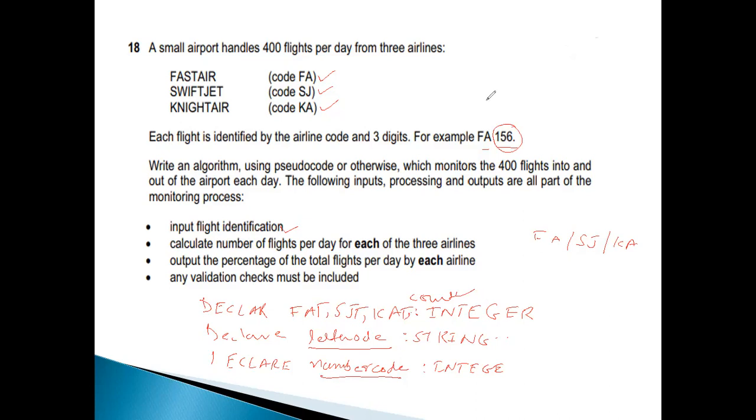Yeah. Okay. So the rest I'm showing on the next slide. Okay. Rest, can you do the rest one? Yeah, I want to try the rest, yeah. Okay. Try. So declare number. Okay. So we start with FA total equals 0, SJ total equals 0, KA total equals 0. Yeah, and then we do, yeah. Okay, then we do for counter equals 1 to 400.